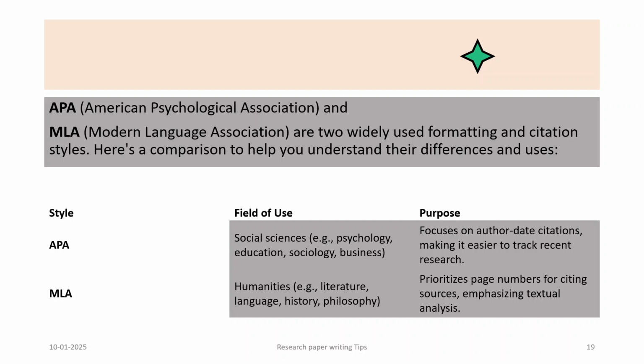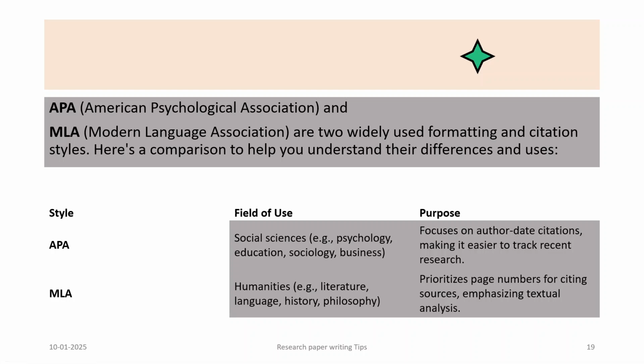See, APA is for the social sciences like psychology, education, sociology, business. We can use APA style. It focuses on author date citations, making it easier to track recent research. But MLA is for the humanities like literature, language, history, and philosophy. That means all our technical things will come under APA.